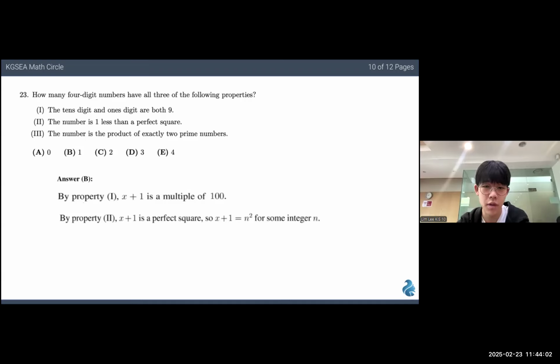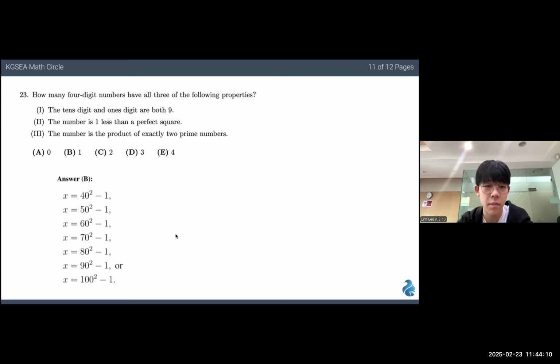And by property 2, x plus 1 is a perfect square, so x plus 1 is equal to n squared for some integer n. If we list out all possible values of x, that would be 4 digits. x can be from 40 squared minus 1 all the way up to 100 squared minus 1, because 30 squared minus 1 is 3 digits, and 110 squared minus 1 is 5 digits.